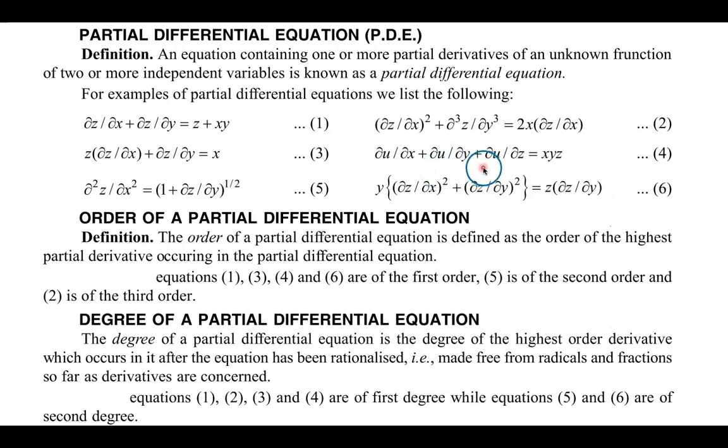Similarly, in example 4, we can say that it is linear. In example 5, we already know that the degree of the PDE is 2, which means that the degree of the second order derivative ∂²z/∂x² is 2 instead of 1. So this differential equation is non-linear. And in example 6, we can see that the degree of the derivatives is not equal to 1. So this equation is non-linear.